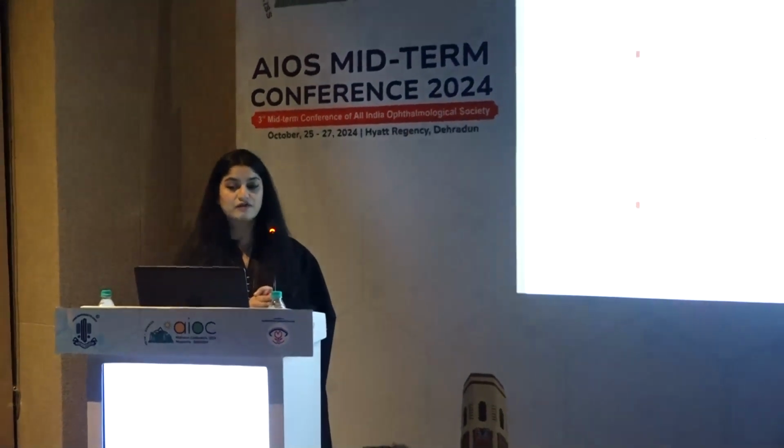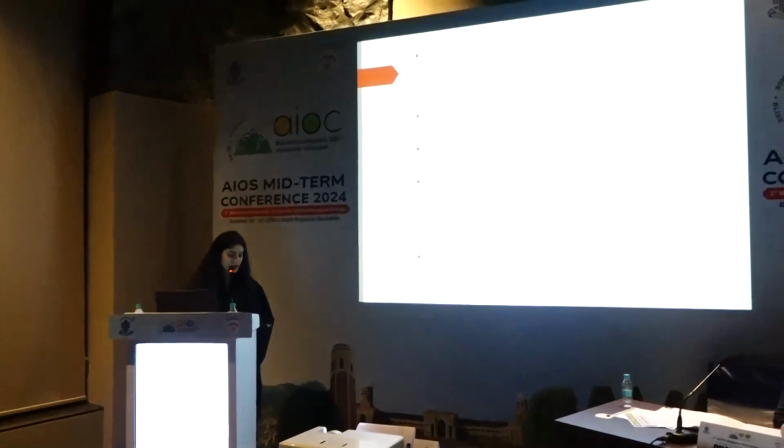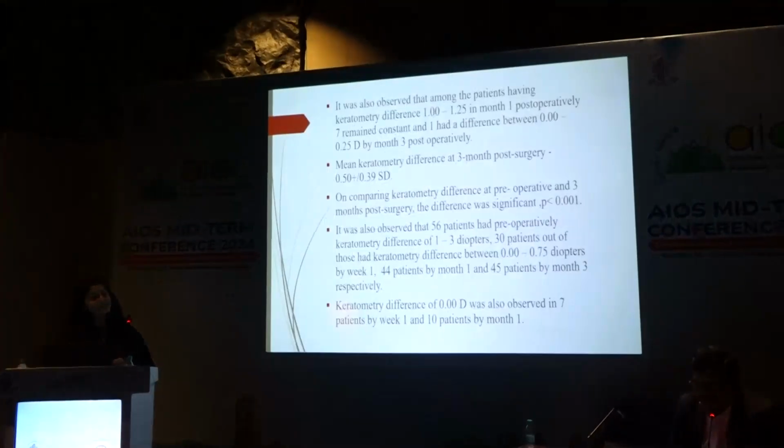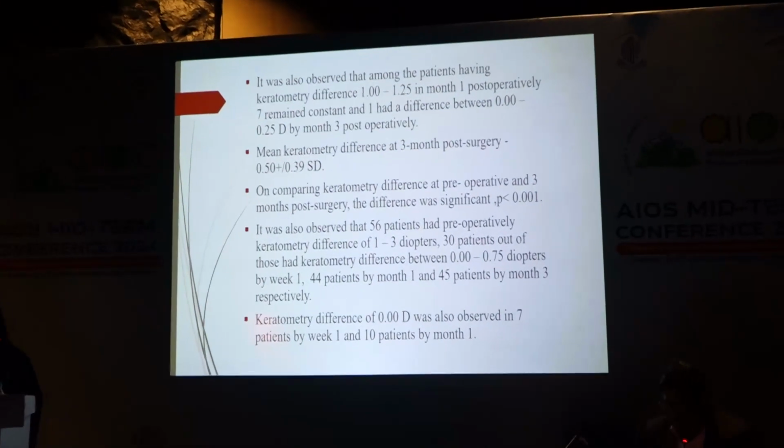Also, there were 56 patients taken pre-operatively having keratometry difference of 1 to 3 diopters, 30 of which had less than 1, between 0 to 0.75, by week 1, 44 at month 1 and 45 by 3 months respectively. It was also observed that 0 keratometry difference was seen in 7 individuals by week 1 and 10 by month 1.